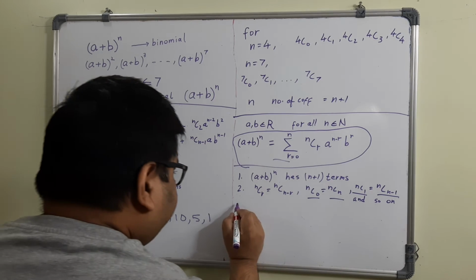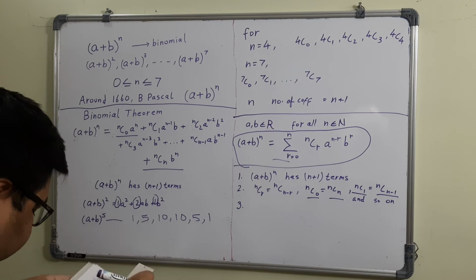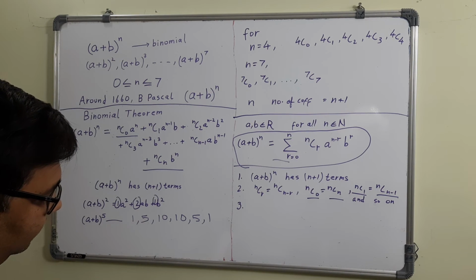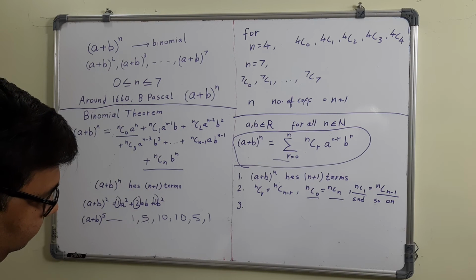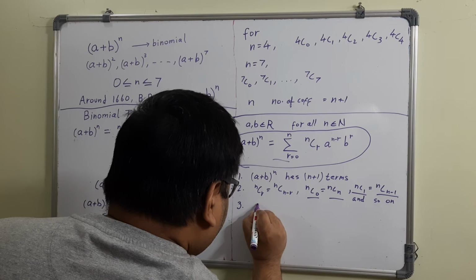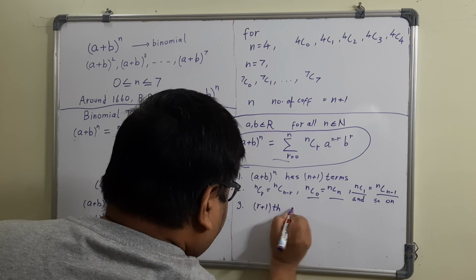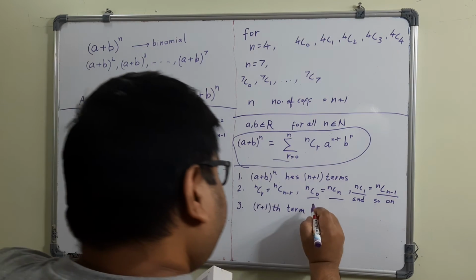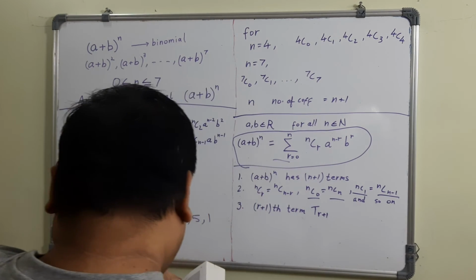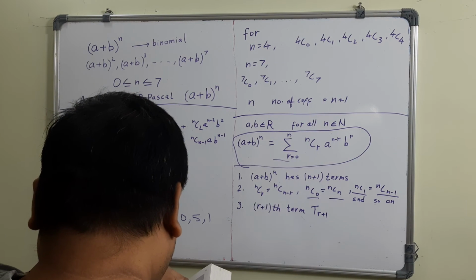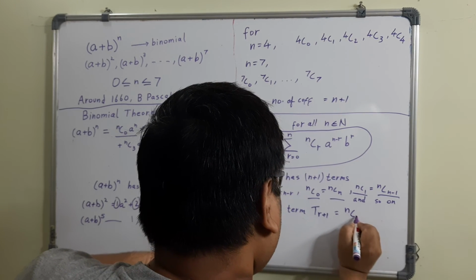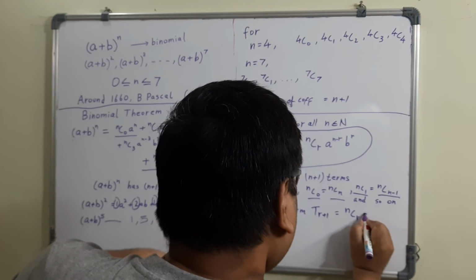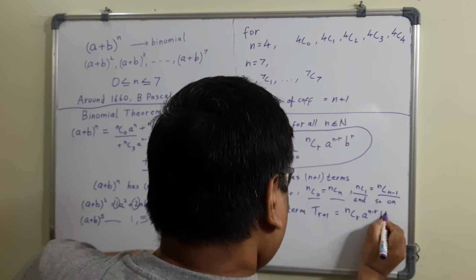Third observation. This says that the general term in the expansion of (a + b)^n is the (r plus 1)th term, given by T(r+1) equals nCr a to the power n minus r, b to the power r.